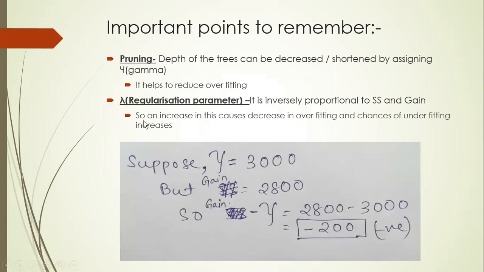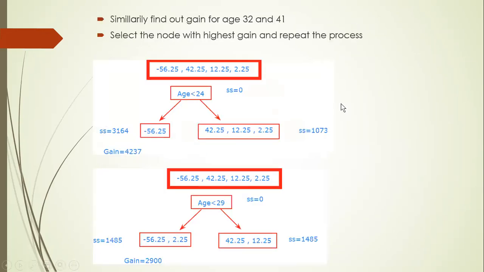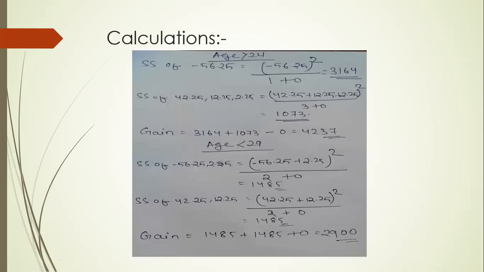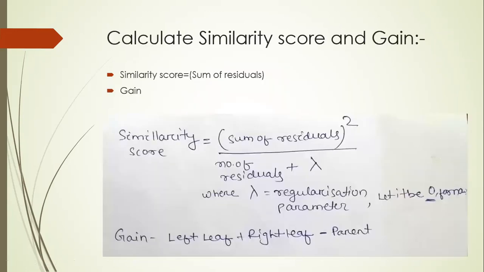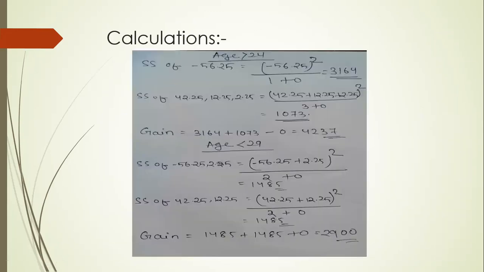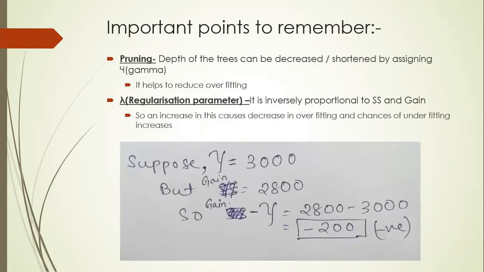Okay. Similarly, this is lambda. It is a regularization parameter, and as you can see, it is used here in this formula. From this formula you can understand that it is inversely proportional to the similarity score and gain. Okay, this lambda will also help us in reducing the overfitting, but also has some chances of underfitting.